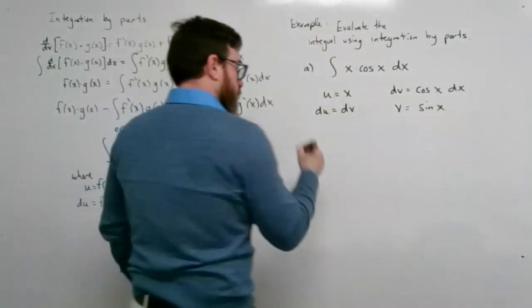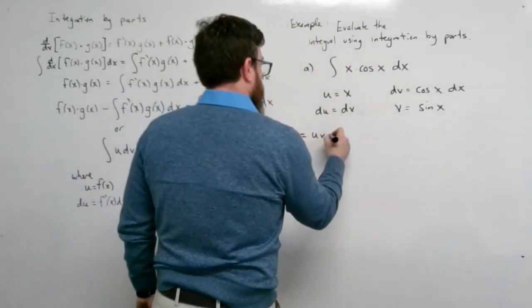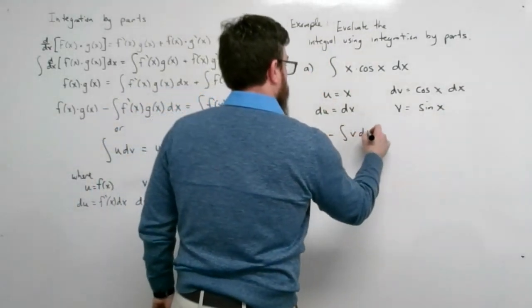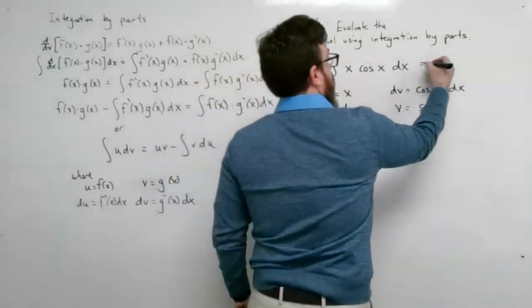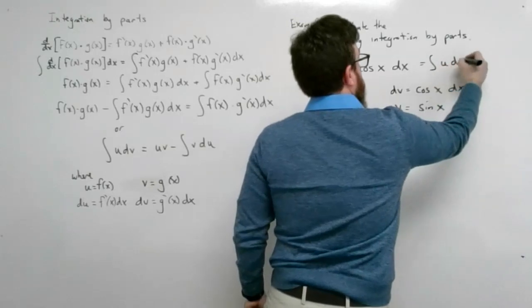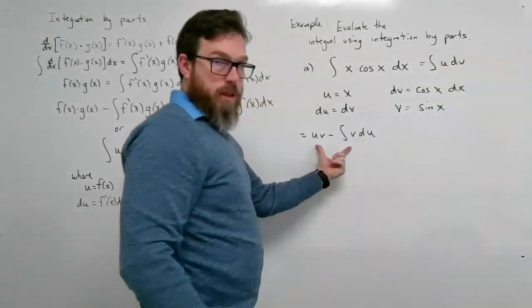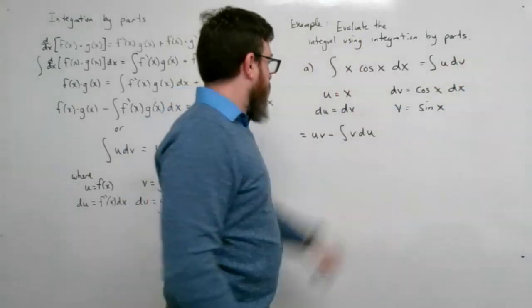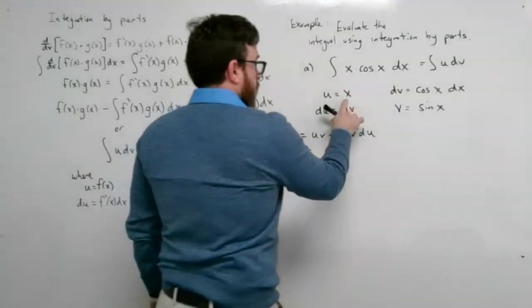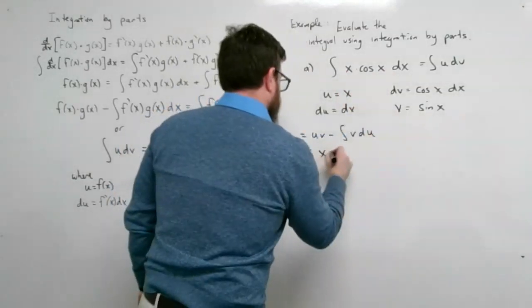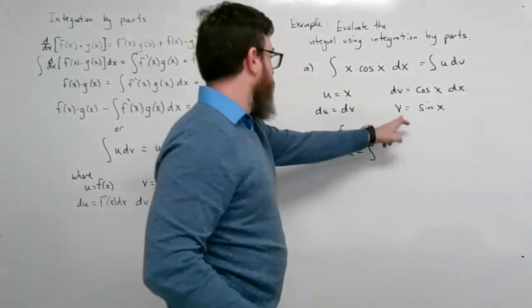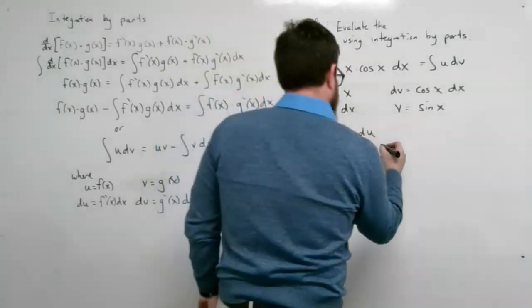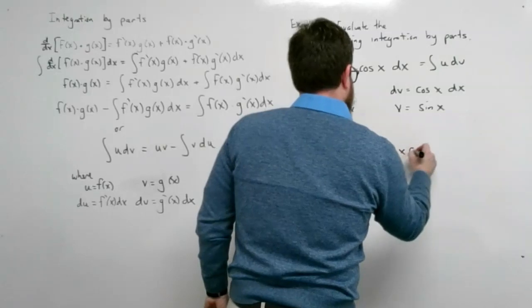Now we know the formula for integration by parts is uv minus the integral of v du. This is of the form the integral of u dv, which is going to equal u dv. Now uv is x times the sine of x, minus the integral of v du. So this is going to be the sine of x dx.